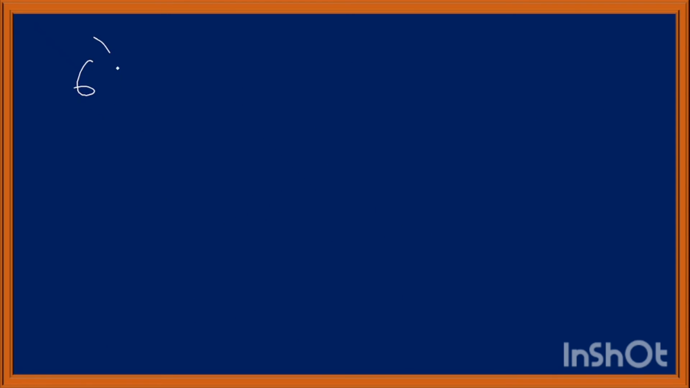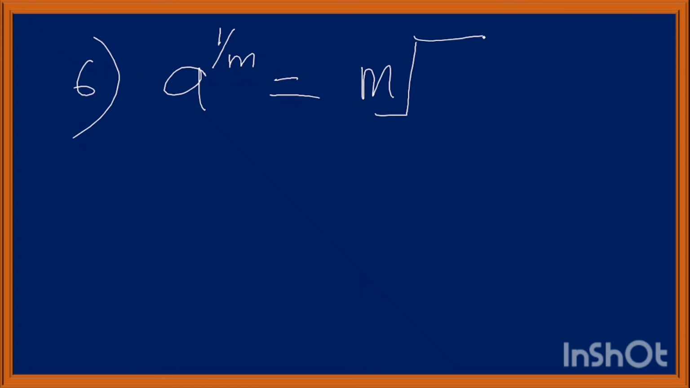Rule number 6 says a to the power 1 divided by m is equal to the m-th root of a. This is the m-th root of a. So that is just it. I don't need to prove this. So a to the power 1 over m, that is, the power is a quotient, is the m-th root of what? a.